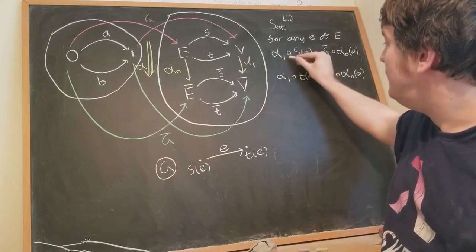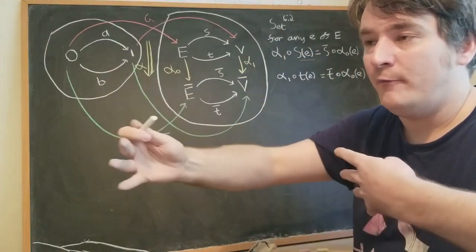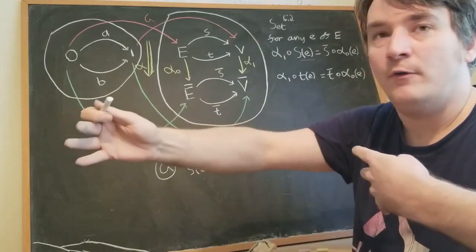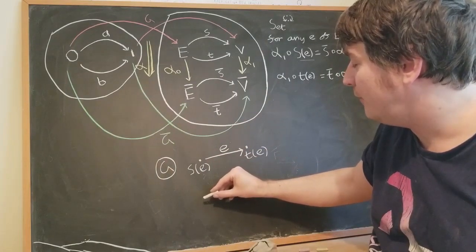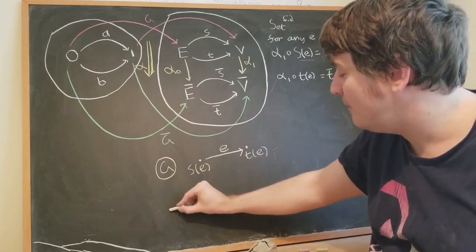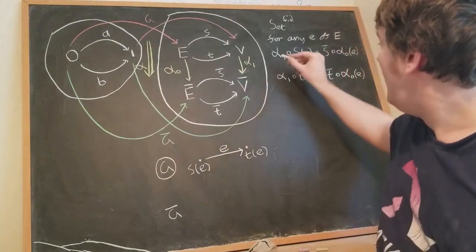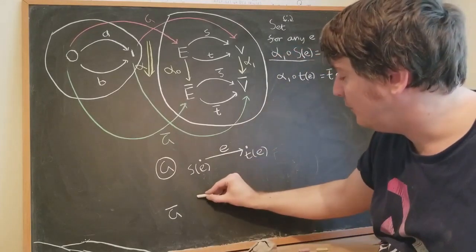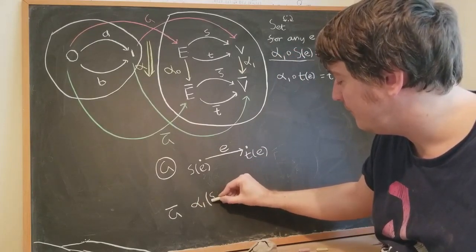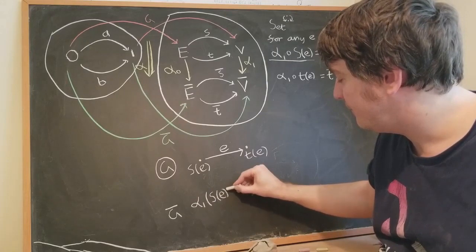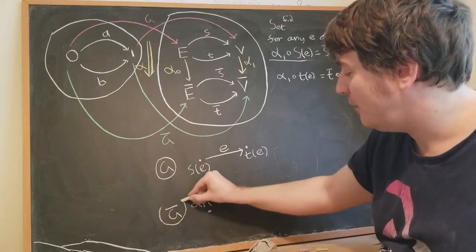Now, what about if we do alpha 1 on that? Well, that's essentially applying this transformation alpha 1, which is going to map this vertex here to some vertex of our graph G bar. So here's our graph G bar, and this whole thing here is going to look like alpha 1 of S of E. So that's going to be a vertex of this graph G bar.